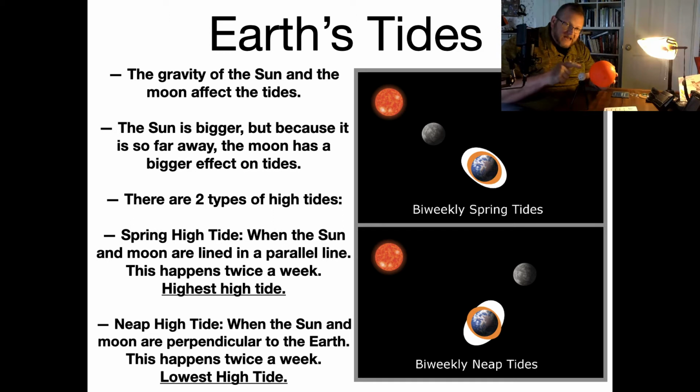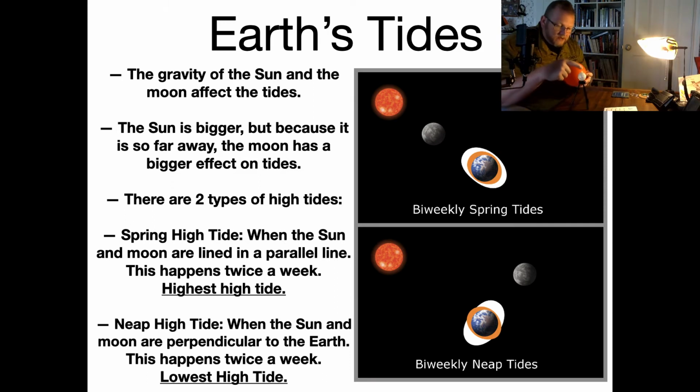Well, the moon is going to have a bigger effect on Earth's water than the sun is, because you have to remember that the sun is 94 million miles away. The moon is only 175,000 miles, give or take a little bit. So this is a whole lot closer. So the effect of the moon's gravity is going to have the biggest effect on tides, because it's closer.